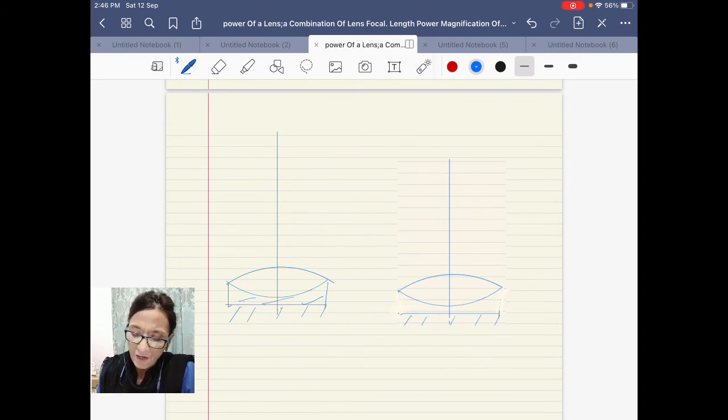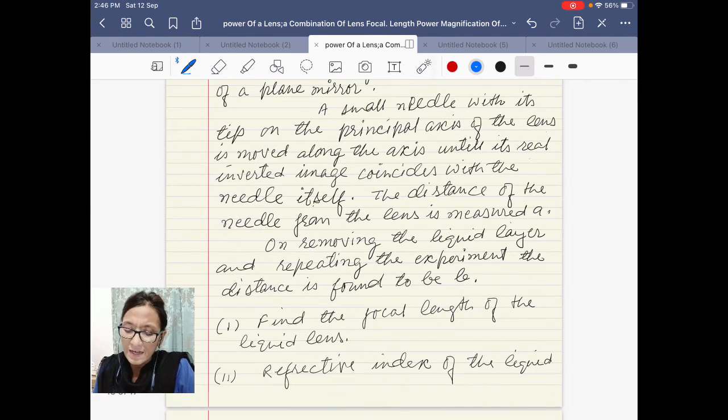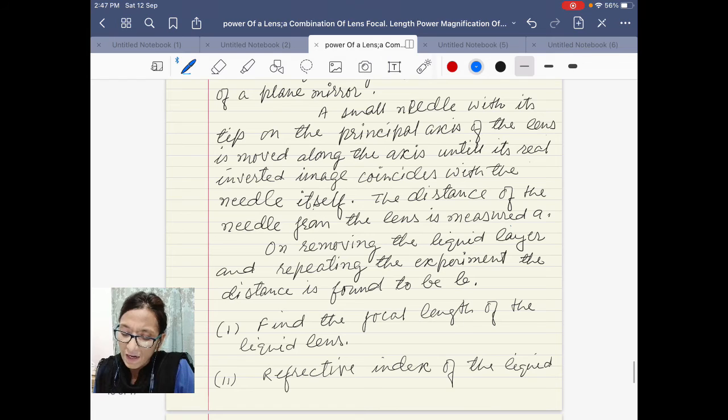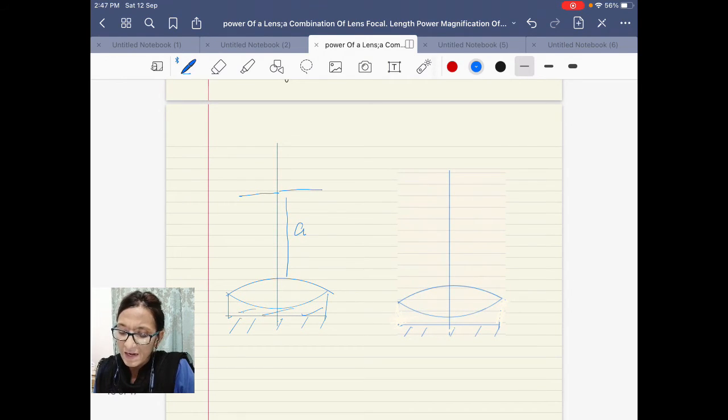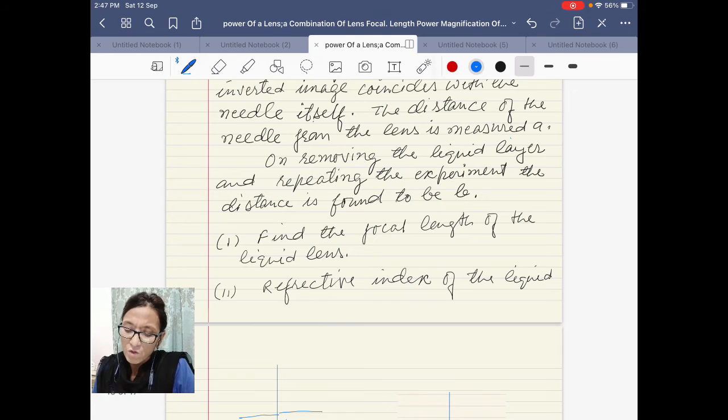When there is liquid and you are moving a needle so that the image of the needle coincides with the needle itself, it happens at distance A. Now in the second case, the liquid layer is removed and the experiment is repeated, and the distance is found to be B. Here the liquid layer is removed and the distance at which the needle coincides with its image is B. So you have to find the focal length of the liquid lens.